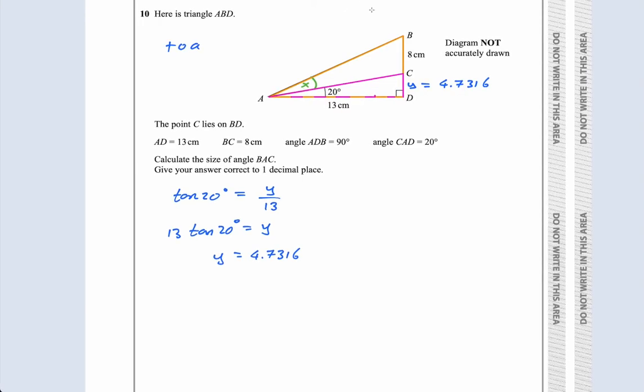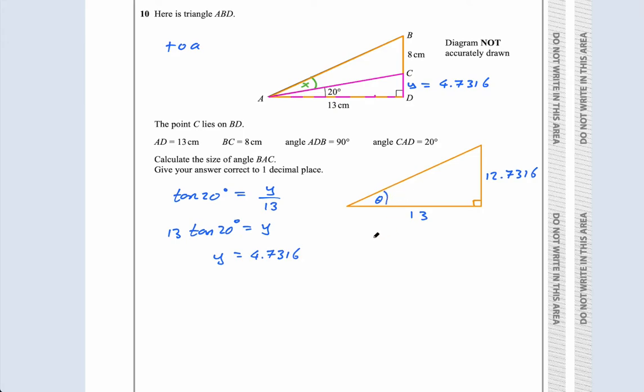Okay, this is a right angle. This length now is 8, because this side BC is 8. So it's 8 plus 4.7316, which is 12.7316, and this is 13. Okay, so let's call this angle theta. Often we use the letter theta for angles.